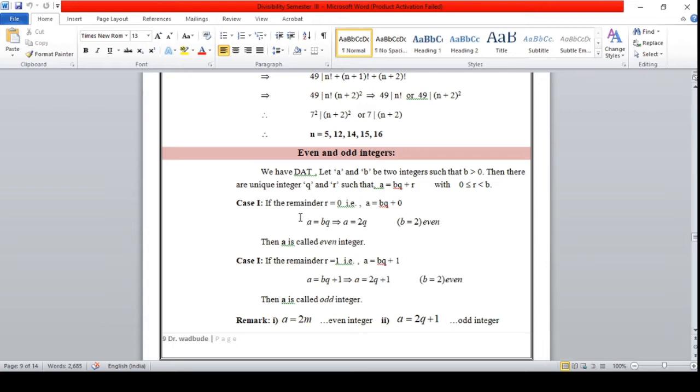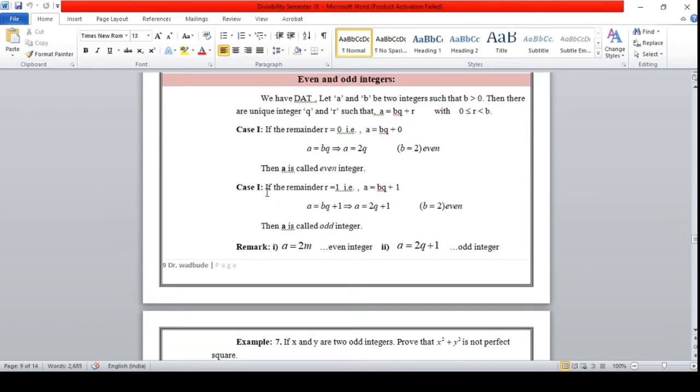Let a and b be two integers such that b is greater than 0. Then there are unique integers q and r such that a is equal to bq plus r. Now case 1: if the remainder r is 0, meaning a is perfectly divisible by b, then a is equal to bq plus 0, so a is equal to bq. This implies a is equal to 2q, where the value of b is 2. So this is the even integer. Then a is called an even integer.